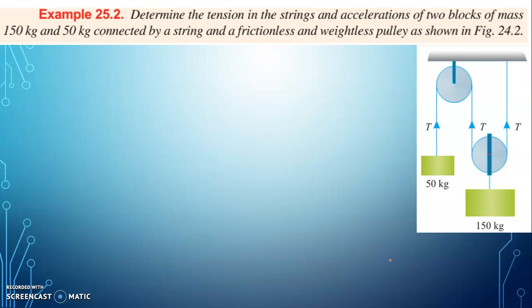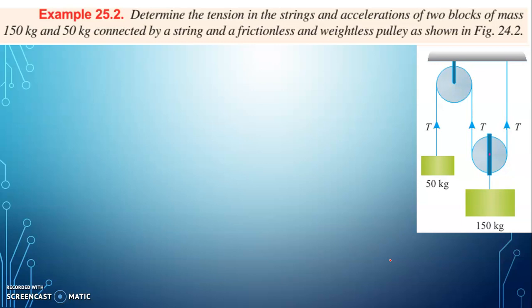Determine the tension in the string and acceleration of two blocks of mass 150 kg and 50 kg connected by a string and a frictionless pulley. Frictionless pulley means we are not considering the effect of friction. Normally there will be friction, but we are not considering that, which is why they mention a frictionless pulley. So we are going to apply the equation for the masses m1 and m2.